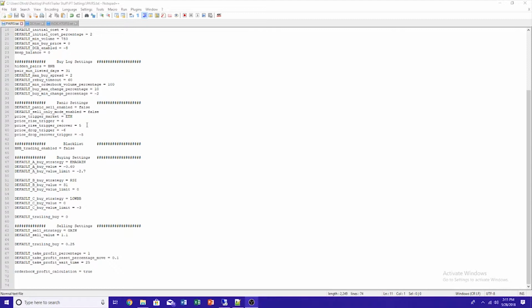Default sell only mode enabled. Obviously this is exactly what it says. It puts the bot into sell only mode and it will not be buying anything in the buy log or possible buy log. So, use that as you will.